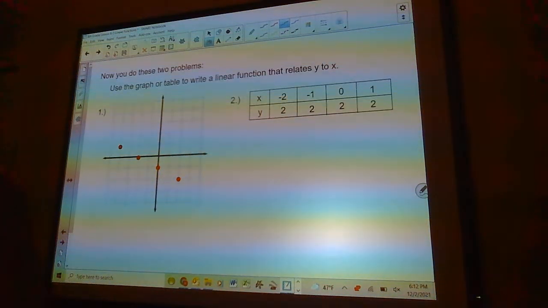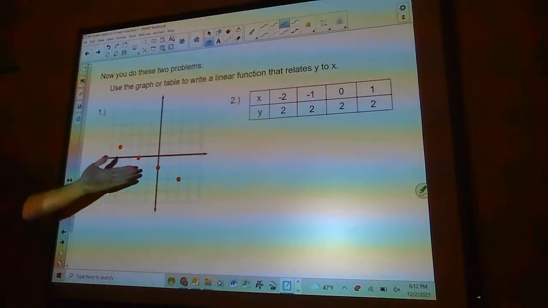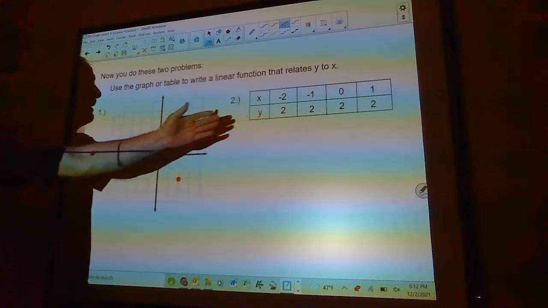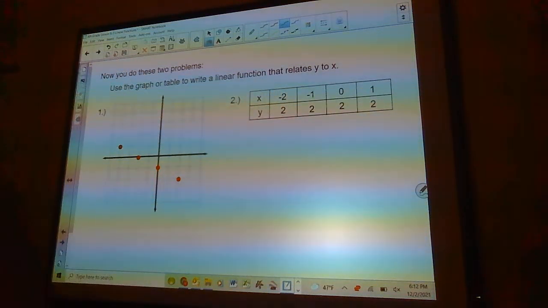Okay, so now you're going to go ahead and do these 2 problems. So here I have some graph points. Over here I've got a table. I would like you to go ahead and find the equation of both of those lines. And then, so pause the video here, go do those, and then jump back on and make sure you got them right.